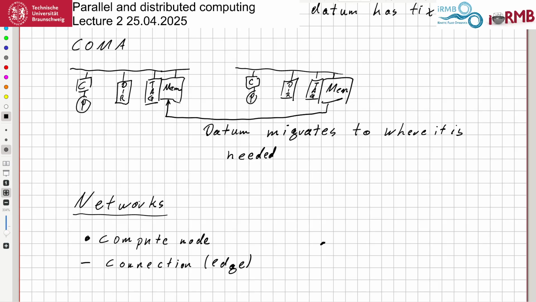So, and then we draw our network like this. So we have nodes, these are the computers, and in between there are these connections, meaning that this computer here can talk to this computer, but for example, this computer here could not talk to that computer. Yeah?